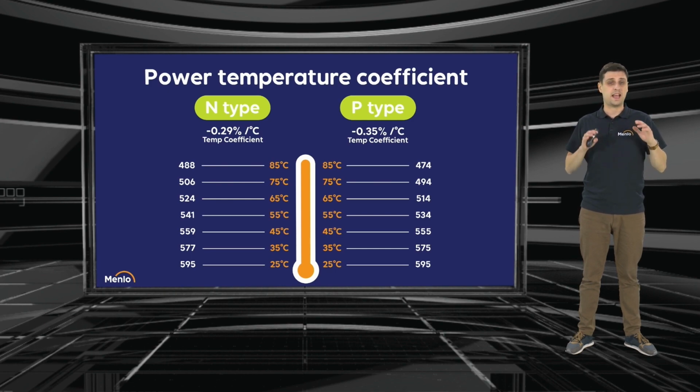So if we take exactly the same model with the same initial power and we increase temperature, so we put it in normal life conditions, then N-type will produce about 3% more, thanks to just the power temperature coefficient.